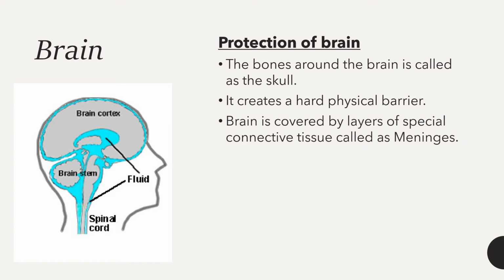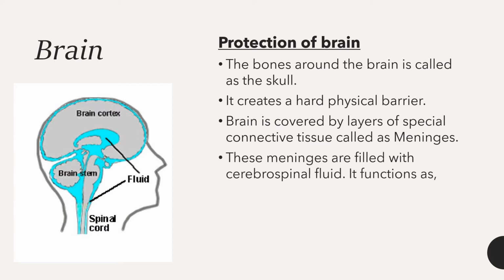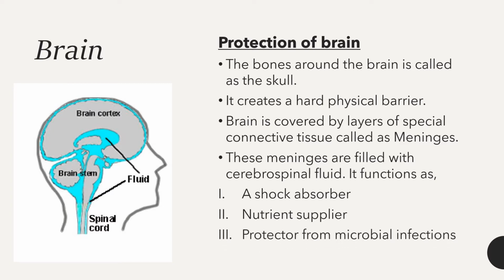And also the brain is covered by layers of special connective tissues called meninges. These meninges are filled with a fluid called cerebrospinal fluid. This cerebrospinal fluid acts as a shock absorber. It absorbs the shocks that the head receives, it supplies nutrients to the brain, and it also protects our brain from microbial infections. So these are the functions of the cerebrospinal fluid contained within the meninges.